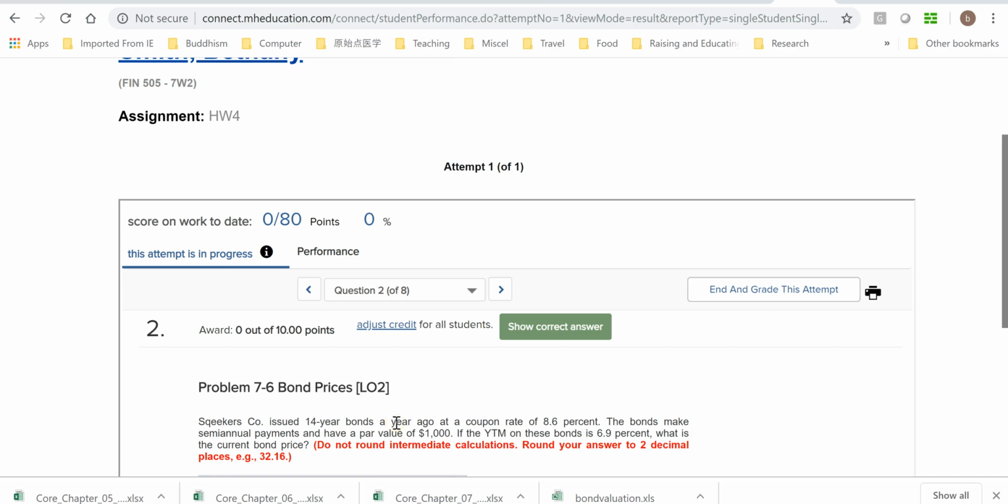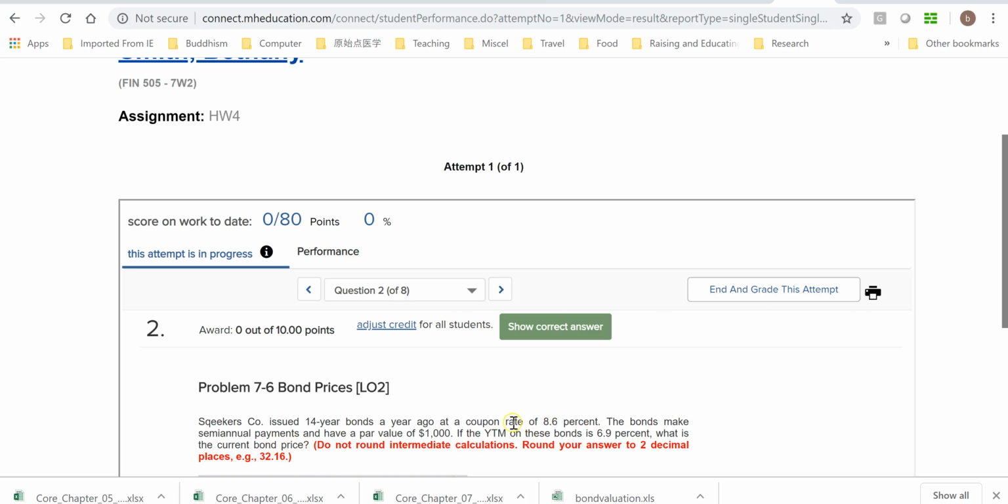So what we care about is the remaining maturity. It's not the total maturity. So in this case, you have to use 14 minus 1, which is 13 years, as the remaining maturity of the bond. At a coupon rate of 8.6%, the bonds make semi-annual payments. Most bonds make semi-annual payments and have a par value of $1,000. If the yield to maturity on these bonds is 6.9%, what is the current bond price?